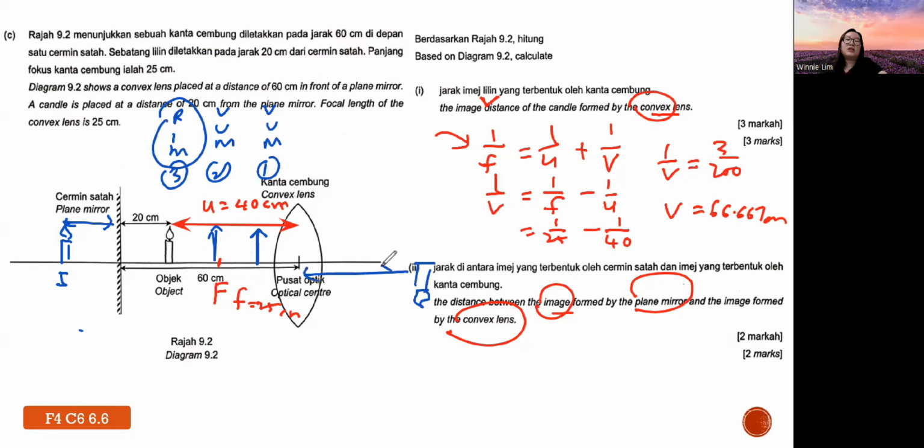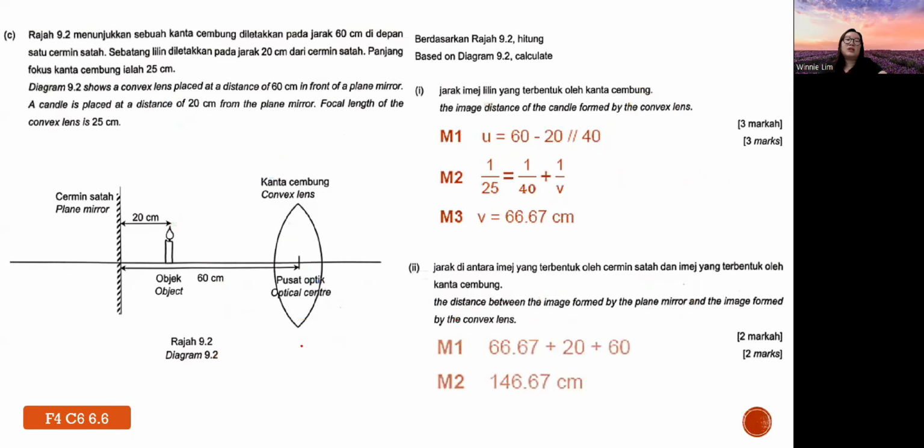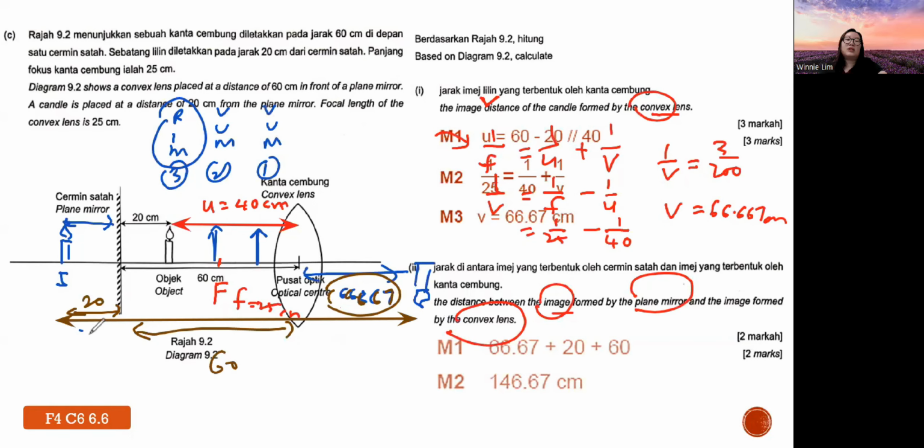So this distance is how much? 66.667, which you calculated. Now your question wants you to get the distance from here up to here. So we have this part, how much? 20. This much is 60. And this is 66.667. So add them together and you will get about 146. This is the answer. I show back the diagram. So be careful what they want you to find.